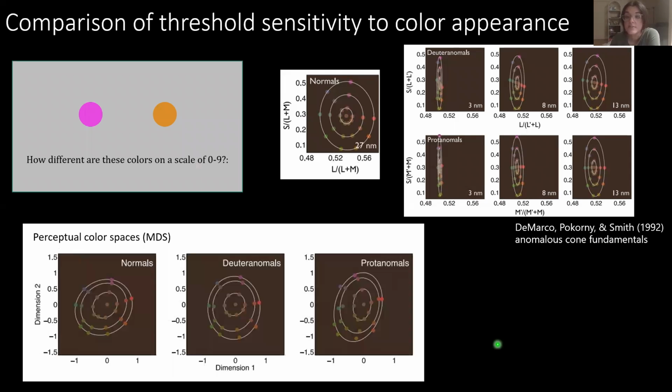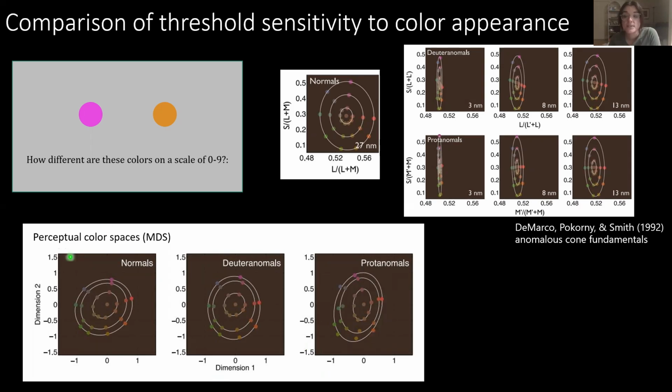So we use these difference ratings from the experiment to construct maps of perceptual color spaces with multidimensional scaling, or MDS. And so this generates a map of the colors where the distance between each point corresponds to the perceptual differences between the colors. This is a way to model perceptual color spaces.